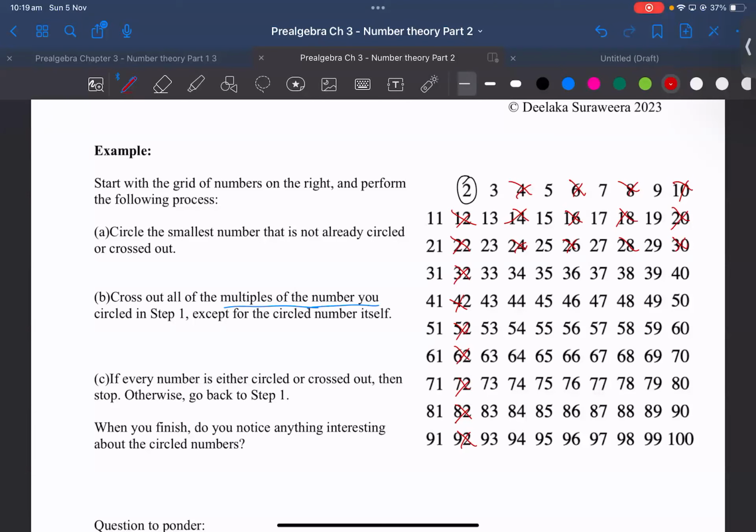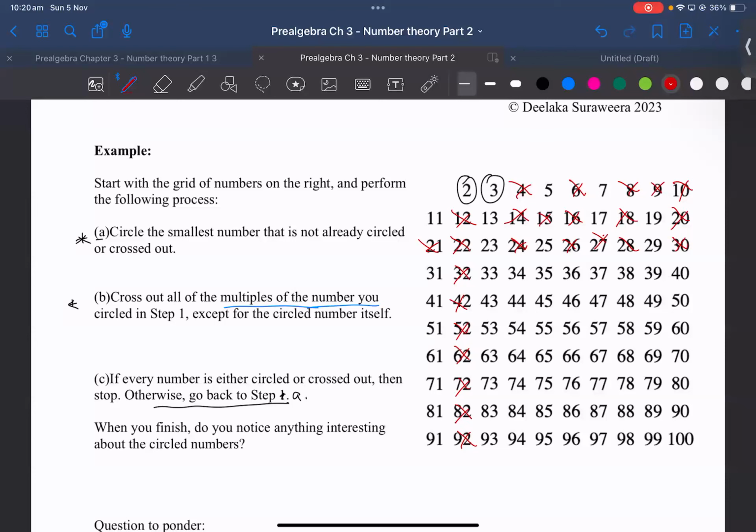Once you've done crossing everything out, we go back to step 1, so we come back to here. We circle the smallest number that's not already circled or crossed out, which would be 3. And then you do step B again. Cross out all the multiples of 3 now that aren't already crossed out. So 6, you already crossed out. 9, 12 crossed out. 15, 18, 21, 24, 27. You keep going.